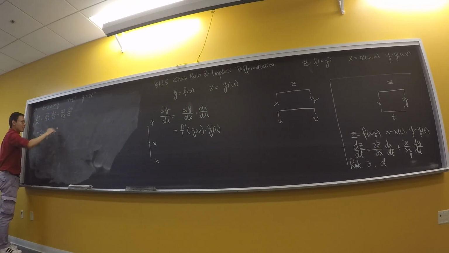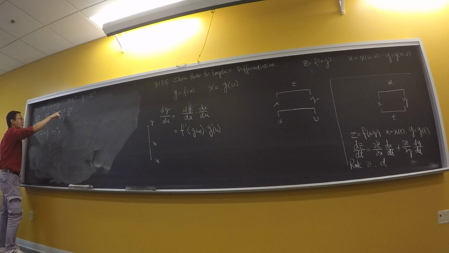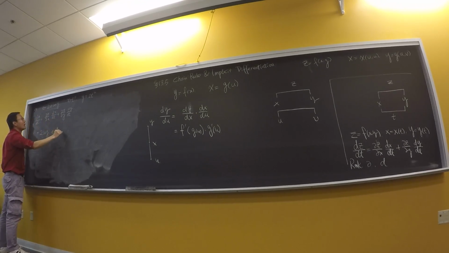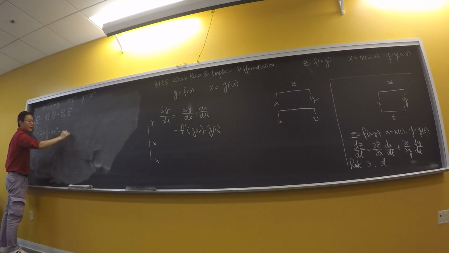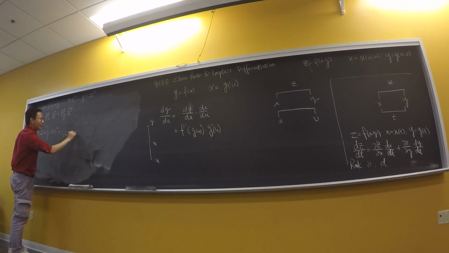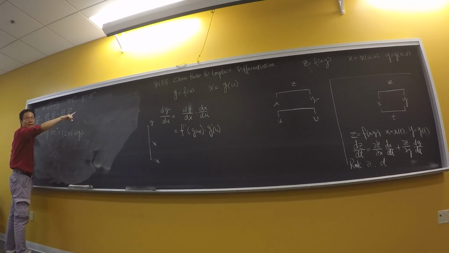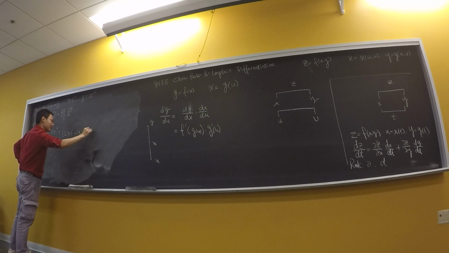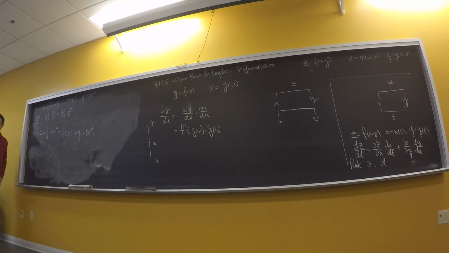5t^4, okay? Plus partial z, partial y, what do you have? 2. X is the constant, y is the variable, so it's 2x. Then minus sine 1. Then multiply by dy/dt. It's going to be 8t^3. Okay? So this is pretty much it. The chain rule is just a matter of partial derivatives and regular derivatives.